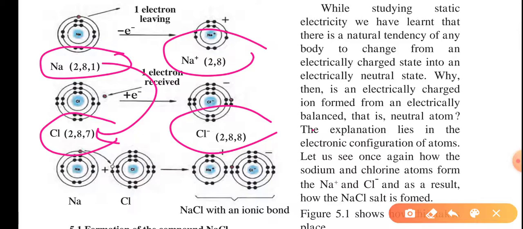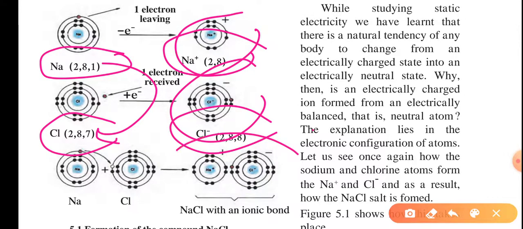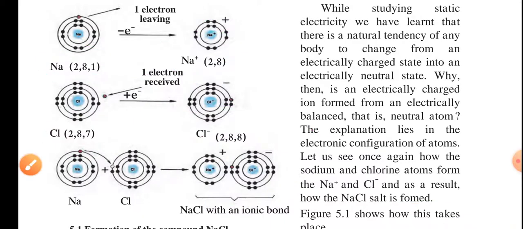So there is a force of attraction between Na plus and Cl minus, and this force of attraction combines them, and now they become the compound NaCl. The bond joining these two is called an ionic bond.